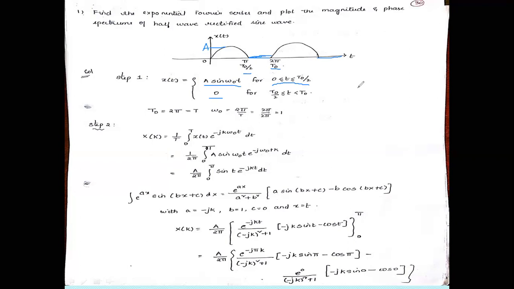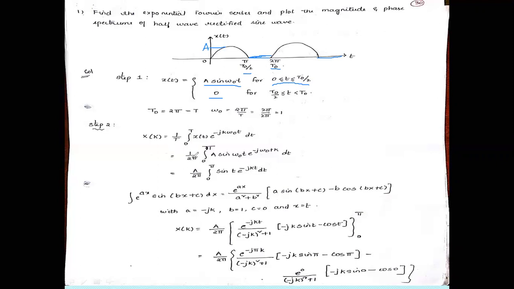You can find the exponential Fourier series, not the trigonometric Fourier series. What is the exponential Fourier series? X of k is equal to 1 by T integral 0 to T, x of t e power minus jk omega naught t dt. Please listen carefully, my dear students, otherwise it is somewhat difficult to understand. So what is T here? Up to the value of 2 pi.